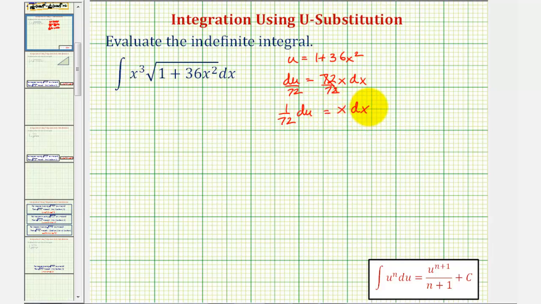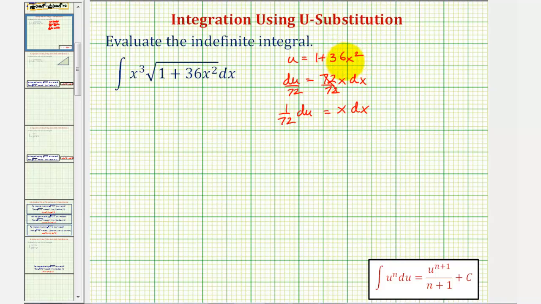So looking at the integrand, notice how we don't have x dx, we have x cubed dx. So this x would take care of one of these factors of x, but we have a factor of x squared remaining. What we can do here is solve this equation here for x squared, that would give us a substitution in terms of u.